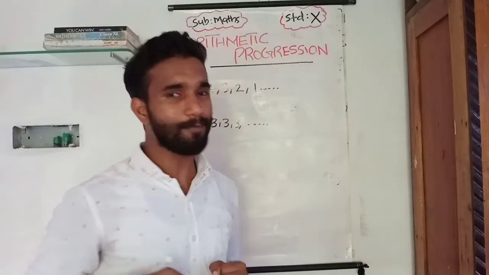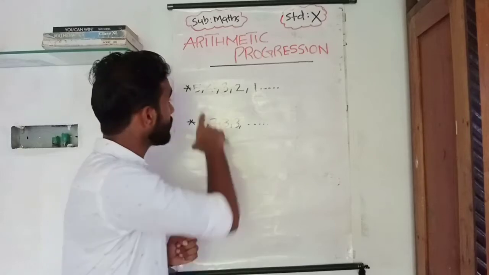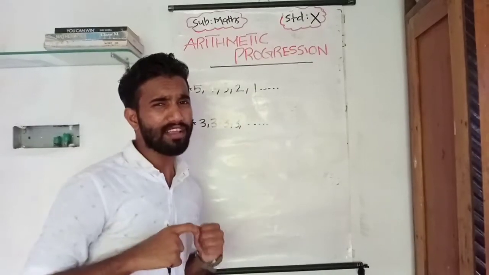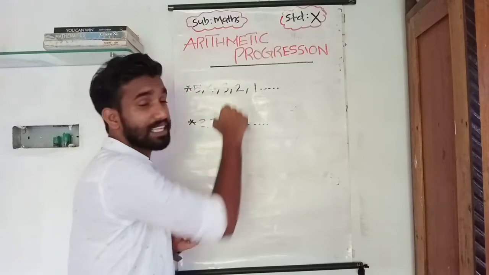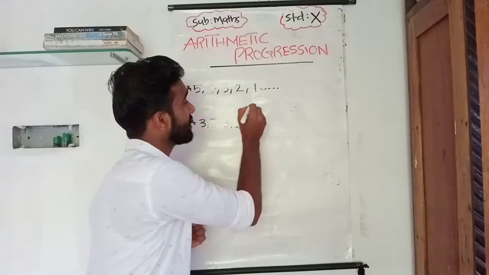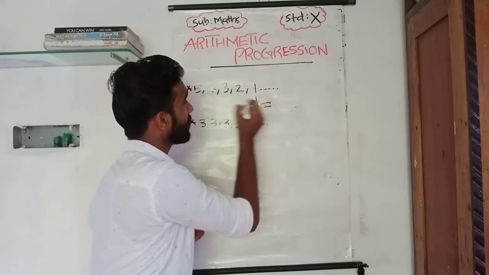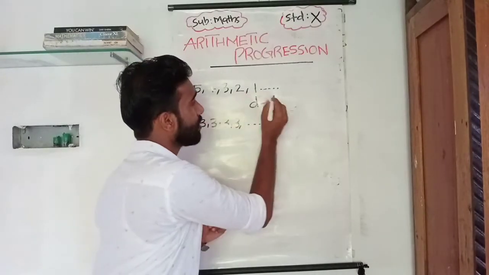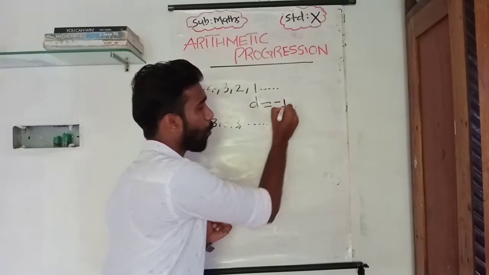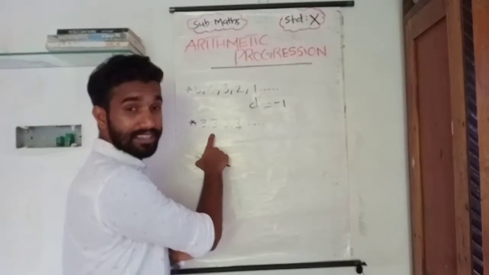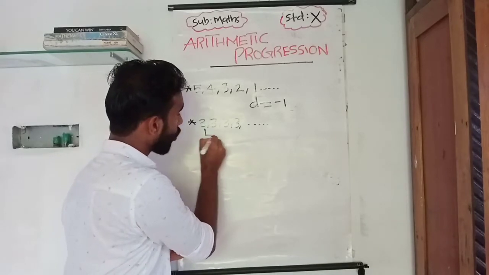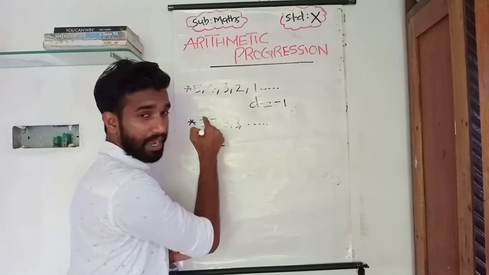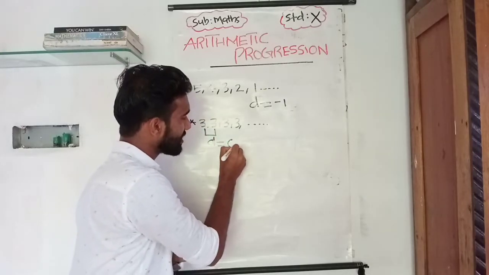So listen here. Consider the arithmetic progression 5, 4, 3, 2, 1. What is the common difference of this arithmetic progression? Common difference is the difference between consecutive terms. What is it? 4 minus 5, that's equal to negative 1. How about this one? Here the common difference is, what is it? d is equal to 3 minus 3, that's equal to 0.